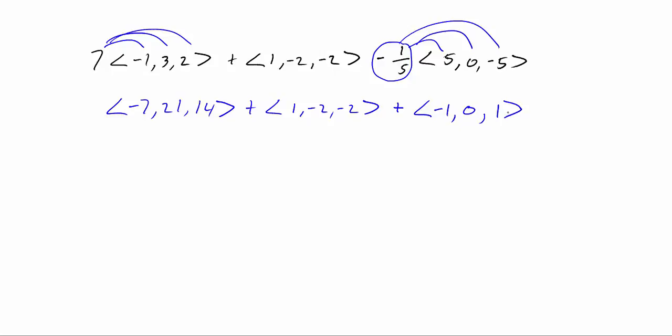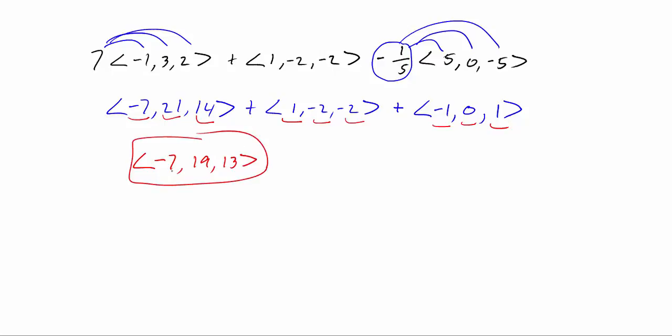So now we have our three vectors, and all we have left is to add the three vectors together. So we can simply add them together. We would have negative 7, 1, negative 1. So 1 and negative 1 is going to cancel, so we're left with a negative 7. And then we would take 21, negative 2, and 0. So 21 minus 2 would be 19. And then 14, negative 2, and 1 is going to be equal to 13. So here we have the vector negative 7, 19, and 13.